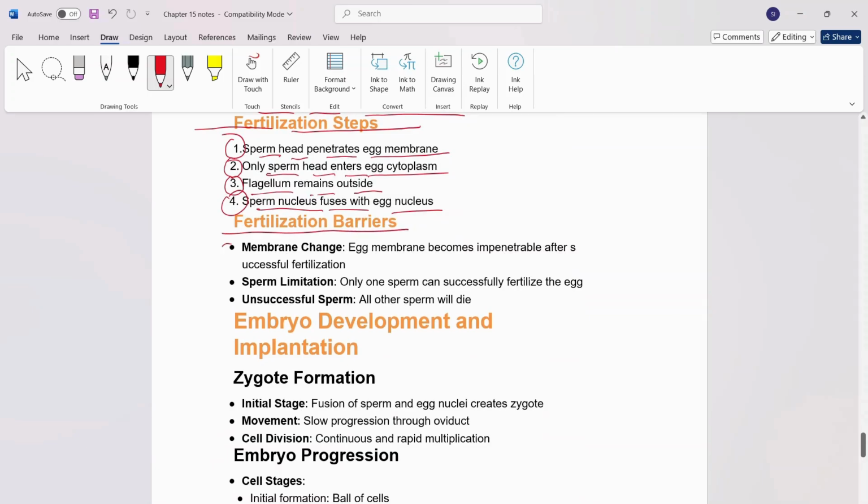Fertilization barriers: membrane change. The egg membrane becomes impenetrable after successful fertilization. Sperm limitation: only one sperm can successfully fertilize the egg. Unsuccessful sperm, all the other sperm, will die.